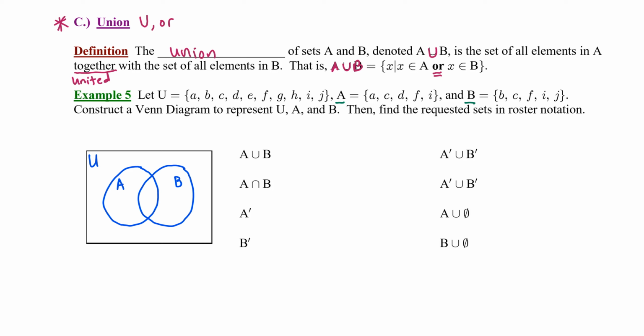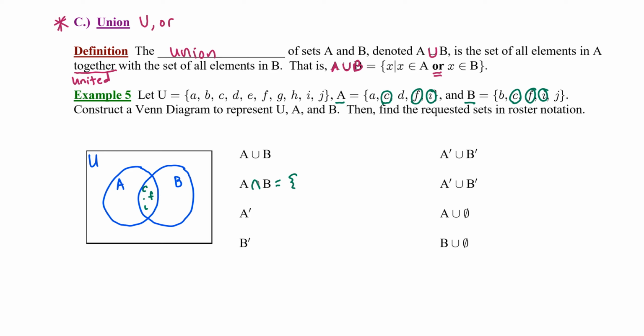The first thing I need to do is figure out what A and B have in common. If I look at sets A and B, just in roster notation, I notice that they both have element c, they both have element f, and they both have element i. So c, f, and i must go in the overlap between those two circles. Those three elements are within the boundary of circle A, and they are also within the boundary of circle B. So those are the elements in the intersection. In fact, we have A intersect B right here.